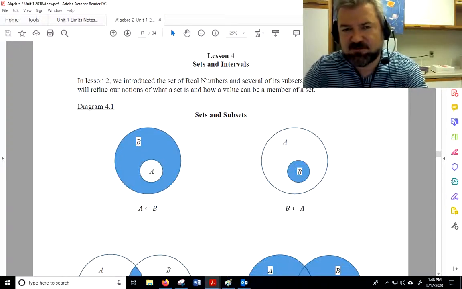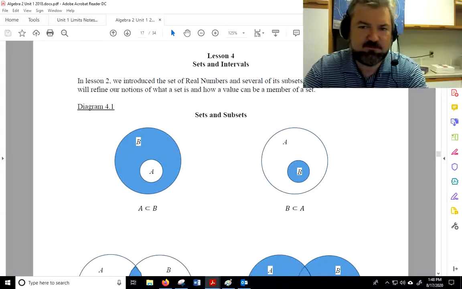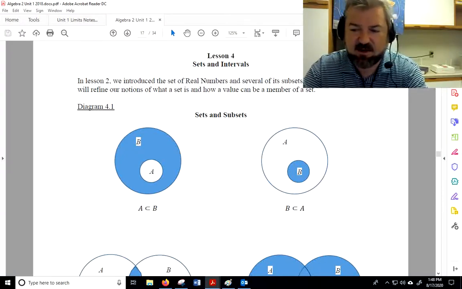In this lesson, I want to be a little more specific about what it means to be a set and what it means to be a member of a set. Earlier, we looked at the set of real numbers, we looked at some subsets of real numbers, but I really want to discuss what a set is.